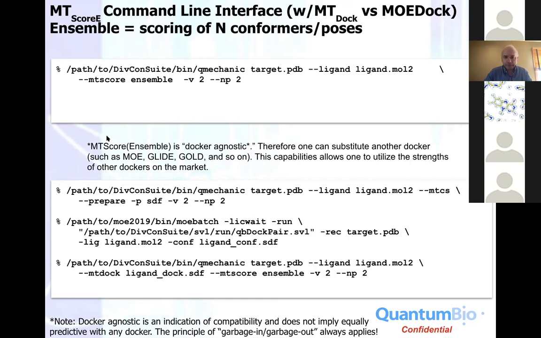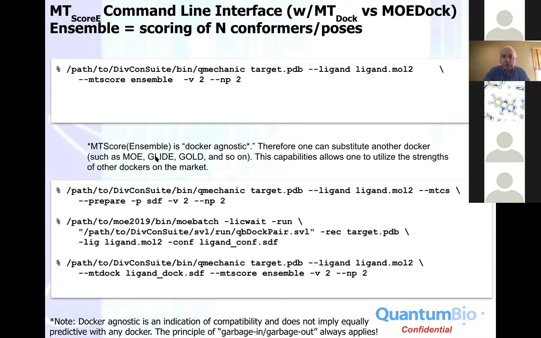And then finally, the other example, or the other approach, is that you are taking docked poses from somewhere else and bringing them in, or reading them into the ensemble. This one happens to be using the MoDocker, and you're welcome to use the MoDocker if you have MoBatch. If you don't, then you can always put your own Docker in that place.